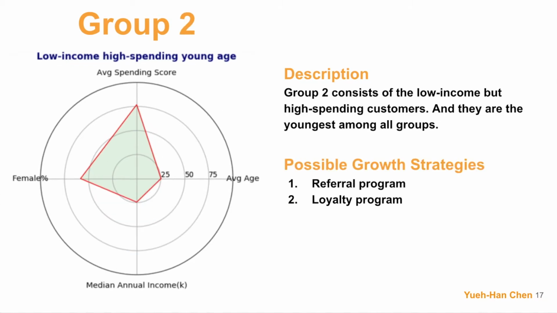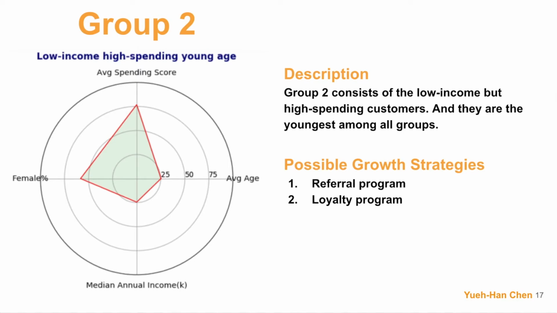Let's look at group 2. This group consists of the customers with low income but have spent a lot on us, and they are the youngest among all groups. The possible growth strategies for this group are referral program and loyalty program. The main strategy for this group is a referral program, and there are 3 reasons for this.